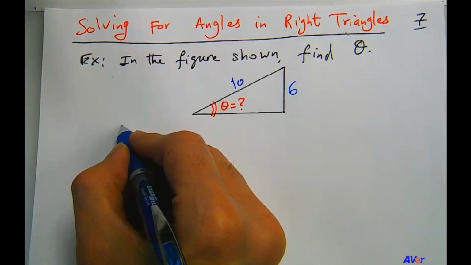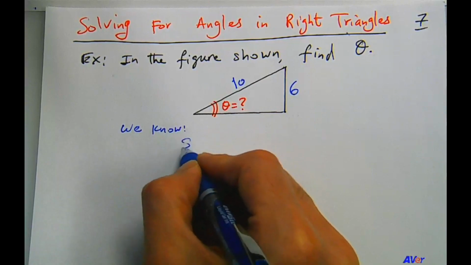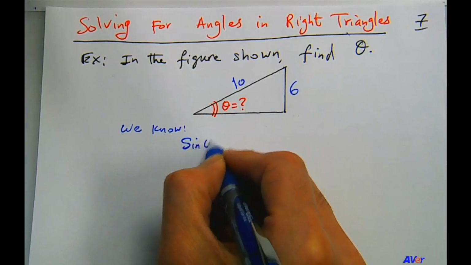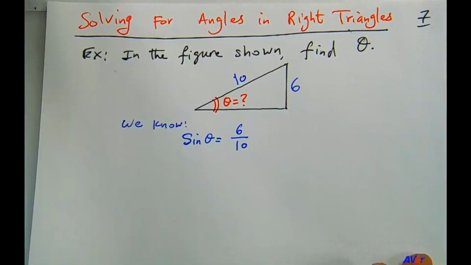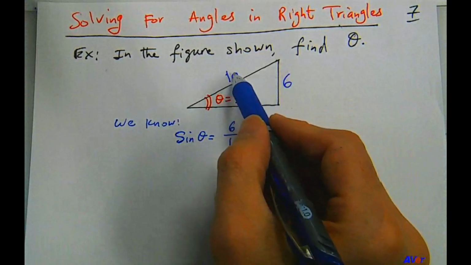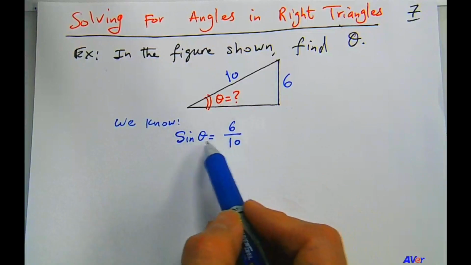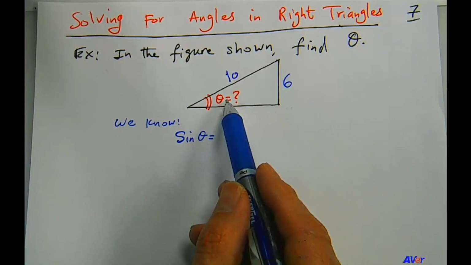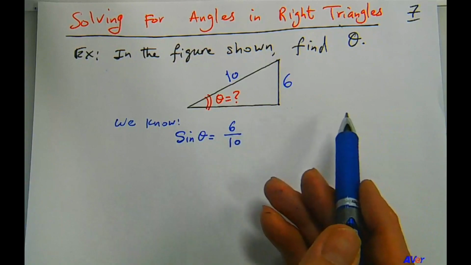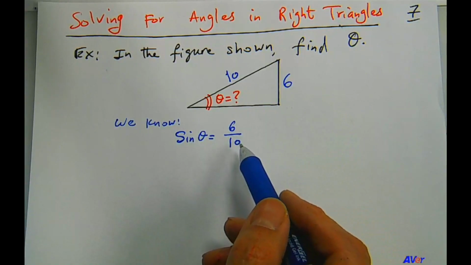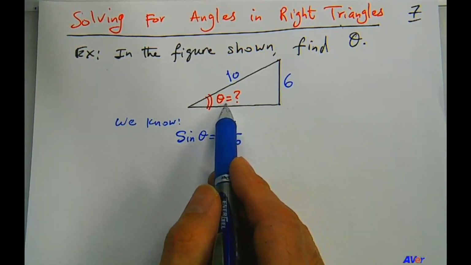So we know that sine of theta is equal to 6/10, right? The opposite over the hypotenuse. But this is not the answer to our question. Or 2/5, or 3/5, right? We can simplify that. It makes no difference. But for now, let's keep it that way. 6/10, but that's not the angle we're looking for.